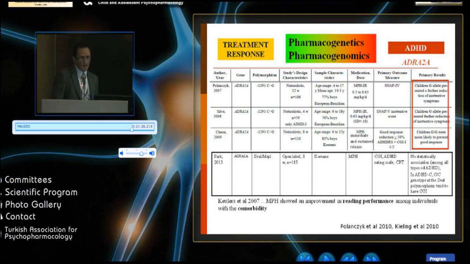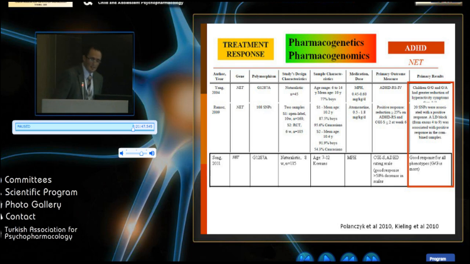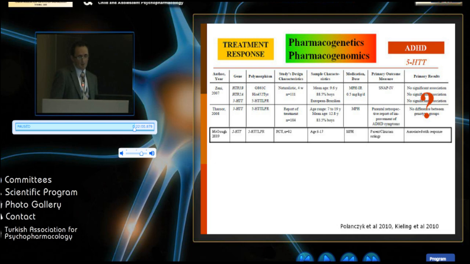When we come to ADRA2A, it is especially related with children with ADHD. And when this GLL is there, it is related with the genetic response. And another enzyme is COMT. There is inconsistent information and data regarding that. And about NET, partially it supports it to a significant extent, but it is also related with the number of the trials. We don't know if it has positive effect on treatment.